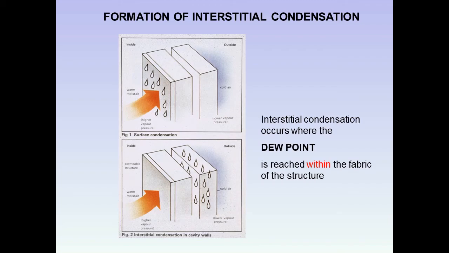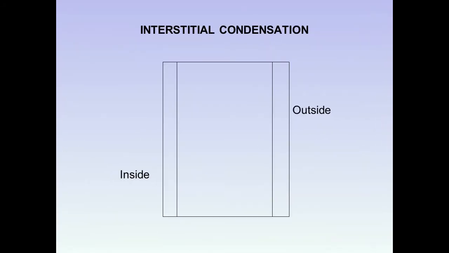We've had a look at surface condensation, but we also come across interstitial condensation. This is where the dew point is reached within the fabric of the structure. And there are 2 diagrams. Surface condensation in the top diagram is forming on the surface, and in the lower diagram, interstitial condensation. In this case, it shows it in cavity walls. In essence, is it really interstitial condensation, or rather just condensate on the inner surface of the outer leaf?